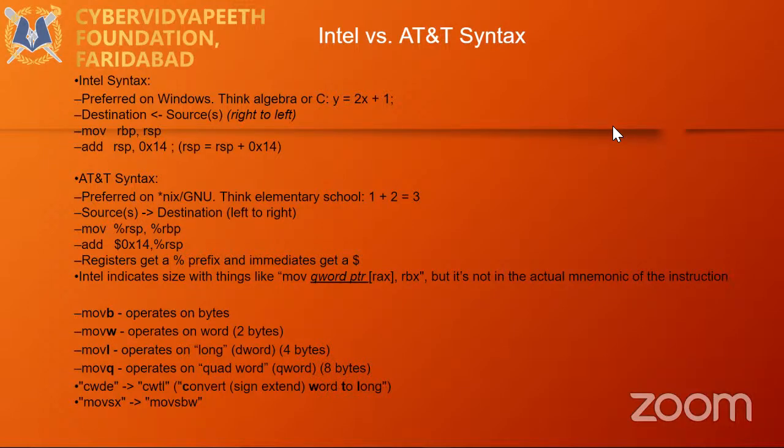For example, mov RSP, RBP. Don't worry about the percentages. That's just how you write it in AT&T, which means that the values inside RSP should be moved over to RBP. And when I say move, I mean copy. Registers get a percentage prefix, and immediates or static values like numbers get the dollar sign. That is the reason you see 14 hexadecimal here after the add with a dollar sign in AT&T syntax.